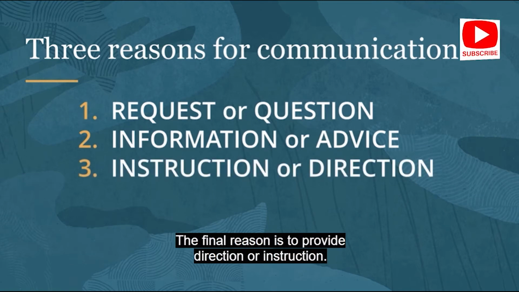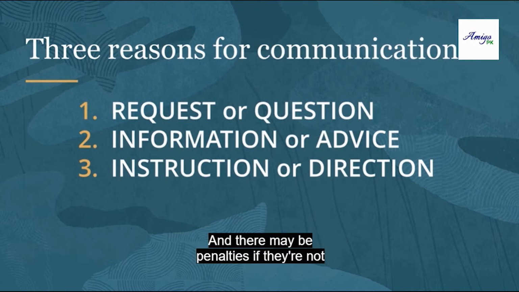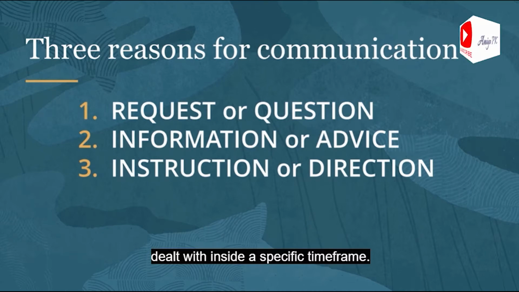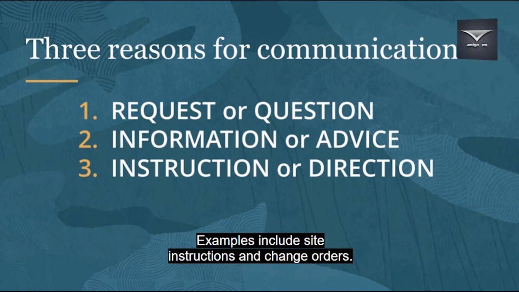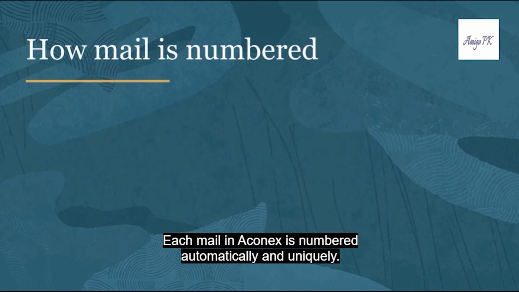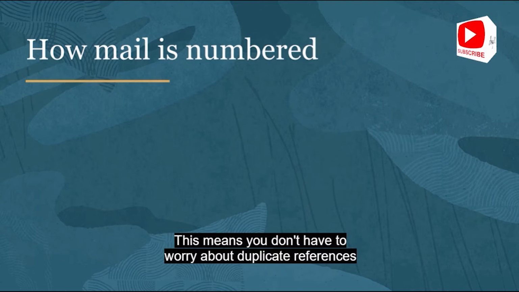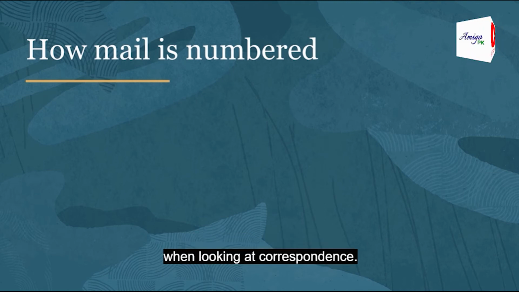The final reason is to provide direction or instruction, and there may be penalties if they're not dealt with inside a specific time frame. Examples include site instructions and change orders. Each mail in Aconex is numbered automatically and uniquely. This means you don't have to worry about duplicate references when looking at correspondence.